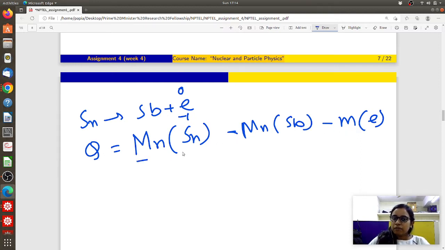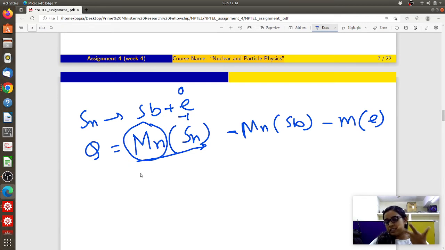But why am I writing Mn explicitly here? Mn means the mass of the nucleus of Sn. It is not the atomic mass of Sn. The atomic mass and the nucleus mass are different. So in this question, basically the trick is we have to know the difference between atomic mass and nucleus mass.